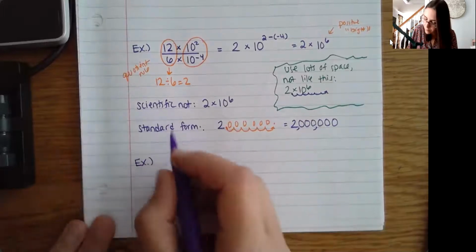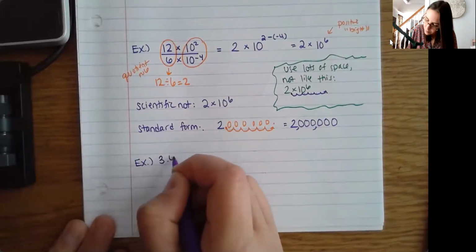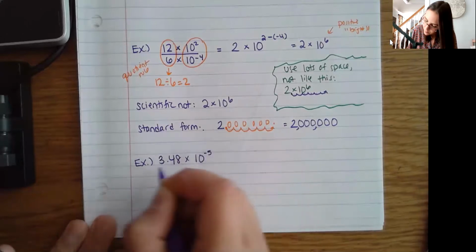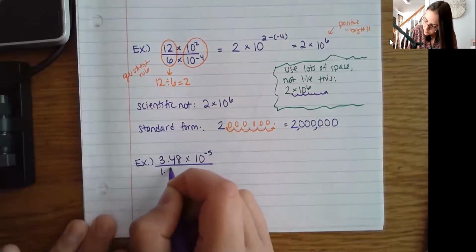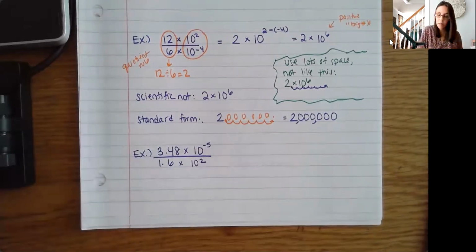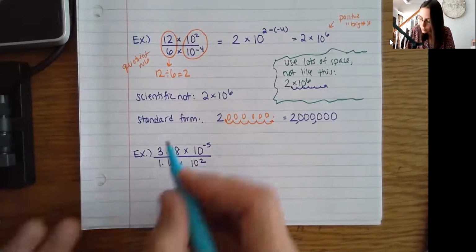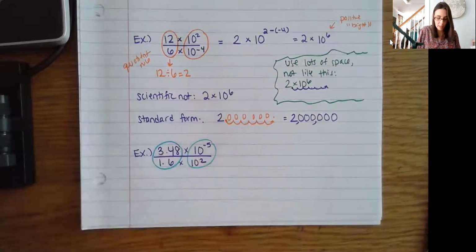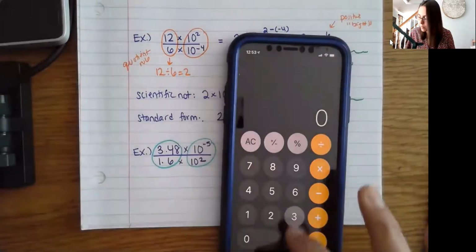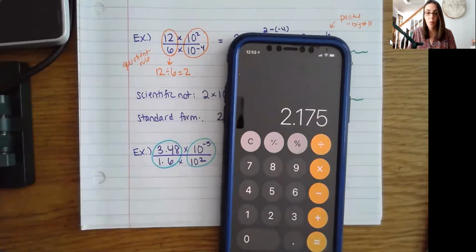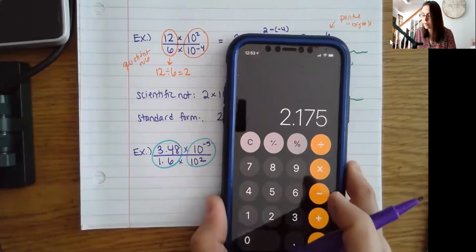All right, let's do one more. So here's another example. And again, we're going to use that quotient rule. And here I'm just going to go ahead and divide. Now I have decimals here. I'm going to just use my calculator. So I'm going to just type in 3.48 divided by 1.6, and I get 2.175. So that's all I'm going to do there.